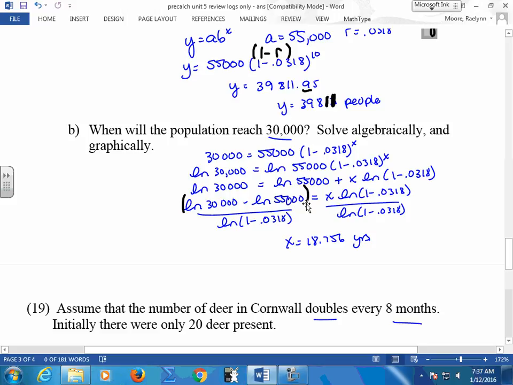If you're not using your fraction key, could you divide by 55,000 and leave it as a fraction? I'm fine with that, as long as you don't give me a decimal that's reduced or rounded. Don't round until the very end. You get the exact same answer. And label it. When will this reach this? In this many years.